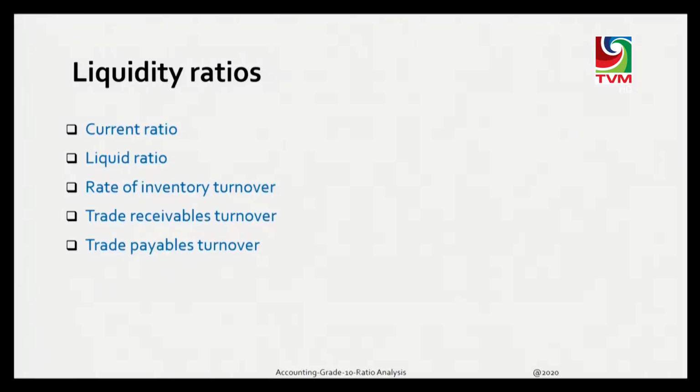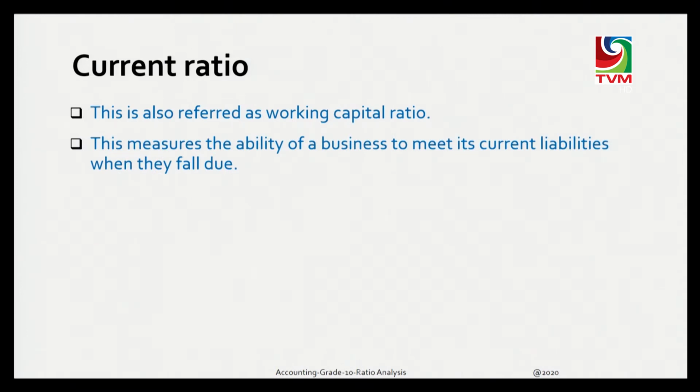Under liquidity ratios there are 5 ratios. They are current ratio, liquid ratio, rate of inventory turnover, trade receivables turnover and trade payables turnover. First, look at current ratio. This ratio is also known as working capital ratio. This ratio measures the ability of a business to meet its current liabilities when they fall due. So using this ratio, the business can check whether they have enough current assets to meet its current liabilities.